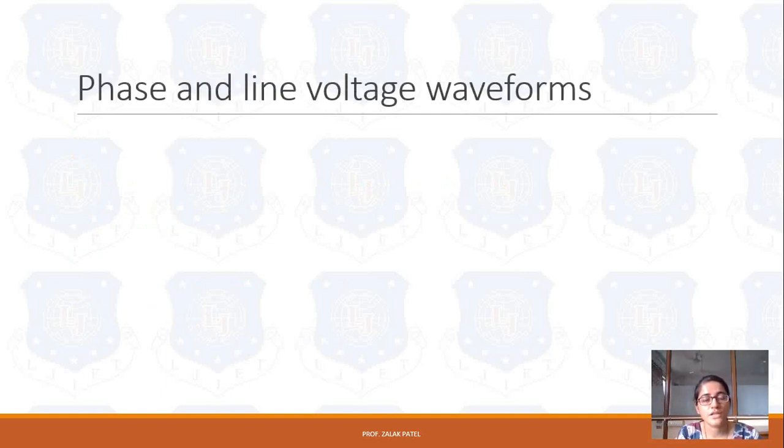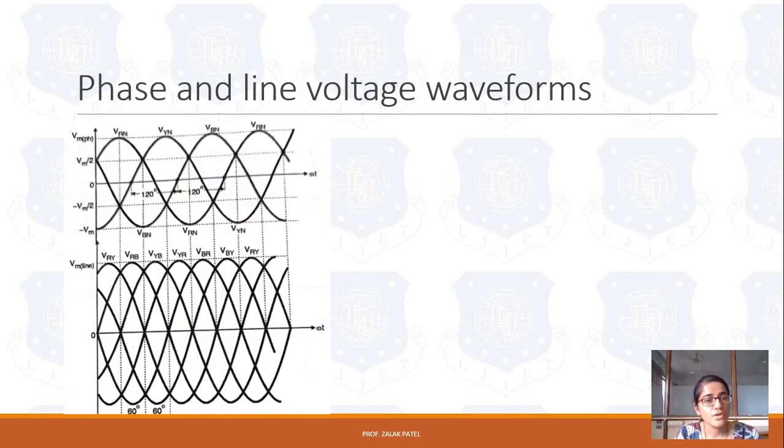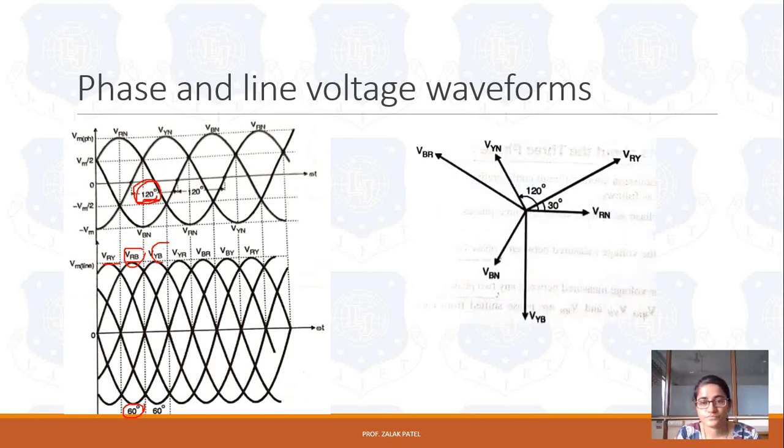Let's discuss some other points. Phase and line voltage waveform, ideally what should it be? Here you can see that between the two phase voltage waveforms there is a 120-degree phase shift, and between the line voltages, meaning between VRY and VRB or VYB, there should be a phase difference of 60 degrees. In case of line voltages, the phase difference is 60 degrees, and in case of phase voltage, the difference is 120 degrees.